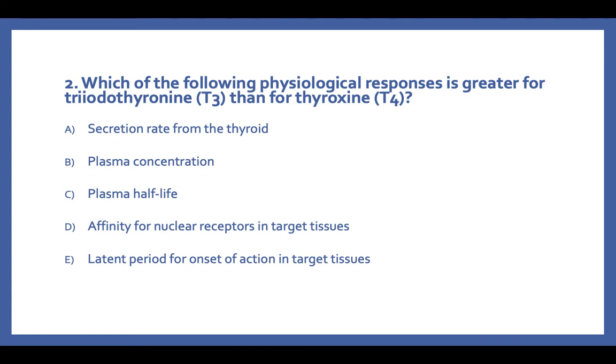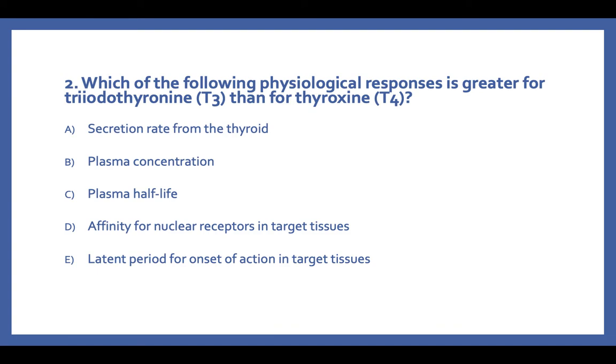So now options A, B, C: secretion rate from the thyroid, plasma concentration, and plasma half-life are all in fact greater for T4. Because previously I mentioned that T4 is produced in much greater amounts compared to T3. And the half-life also, in fact, is much greater for T4 than T3. And the secretion rate is the same thing. So these immediately get knocked out. Now we have D and E left.